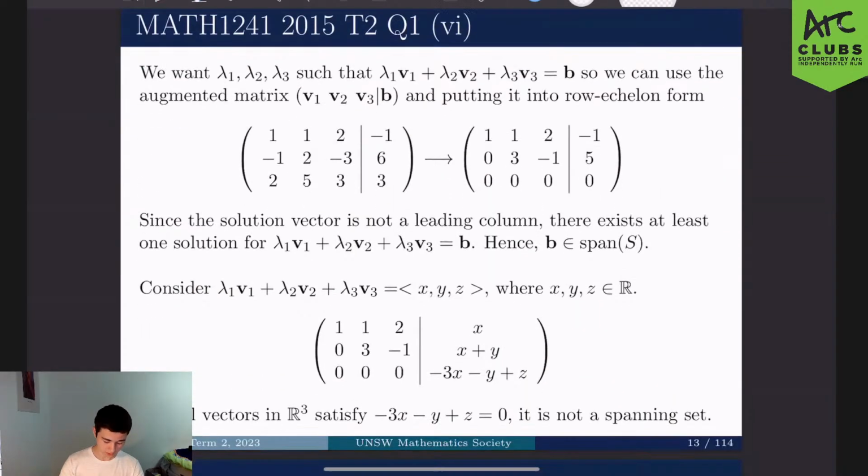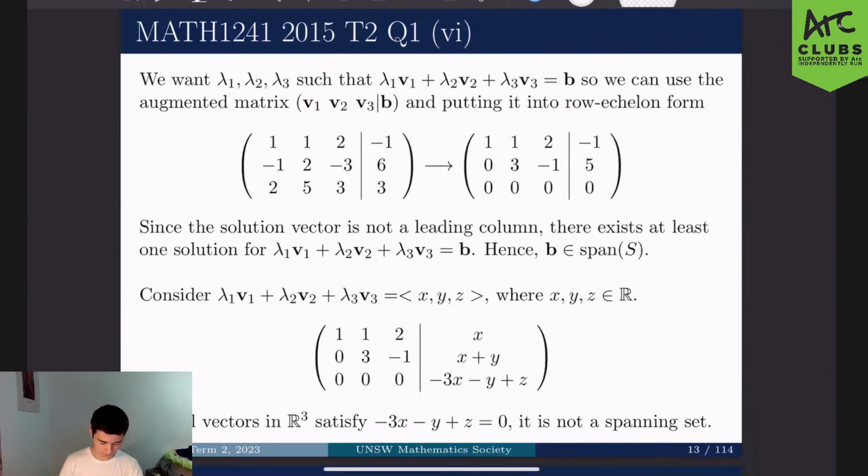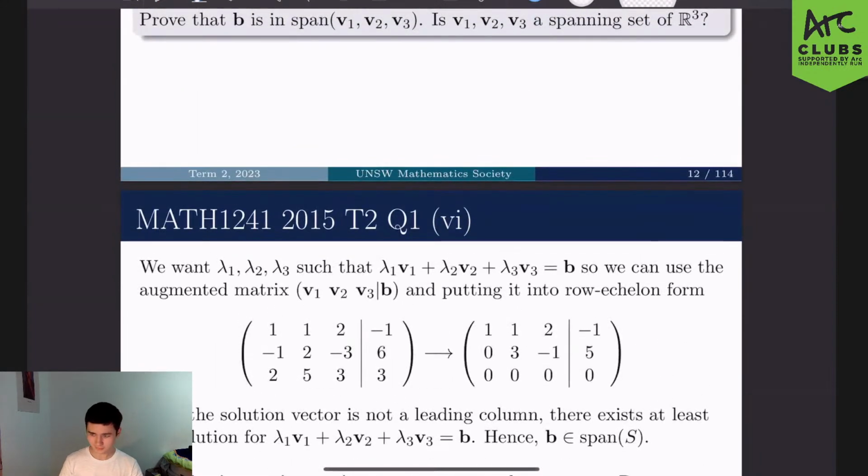So, given right here, my bad, I jumped ahead a little bit. Right here, we have augmented a matrix such that v1, v2, and v3 construct the columns of the matrix, and we're solving for b.